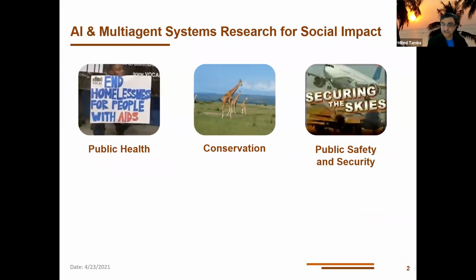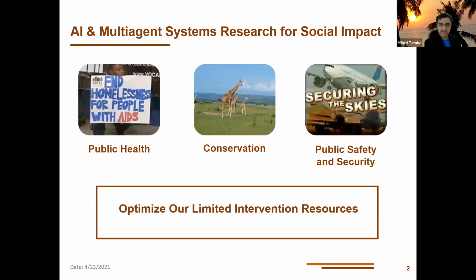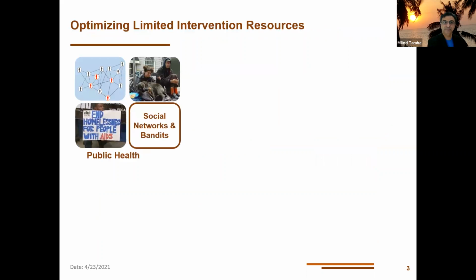So for the past 15 years, me and my research group have been focused on AI and multi-agent systems research for social impact in areas of public health, conservation, and public safety and security, focusing on the challenge of how to optimize our limited intervention resources. Among the topics I'll cover is public health. Here we have large populations to serve, but limited number of public health resources.